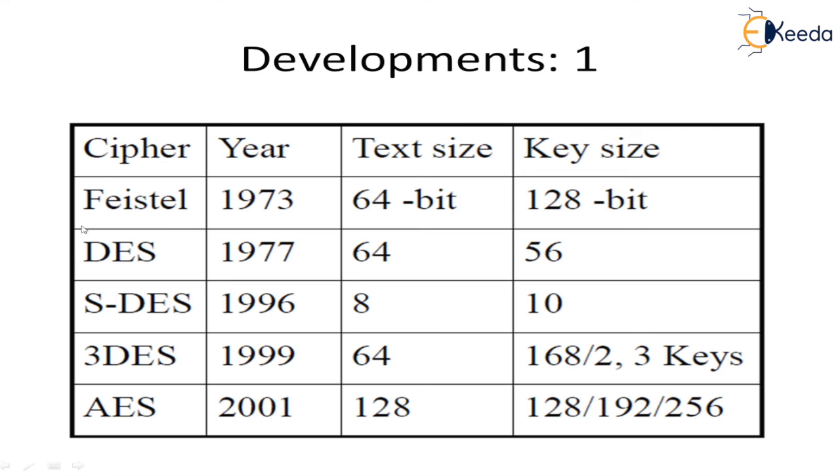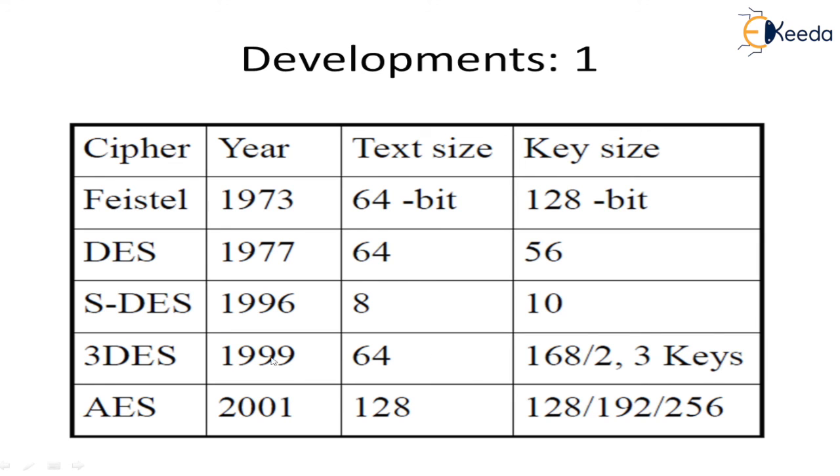First is the Lucifer algorithm, a Feistel structure invented in 1973, using a 64-bit text size and 128-bit key size. DES was invented in 1977, with a 64-bit text size and 56-bit key size. Then there is SDES, and the double DES algorithm, which was invented in 1996, with an 8-bit text size and 10-bit key size. Triple DES and AES are the advanced encryption standards preferred as replacements for DES, invented in 1999 and 2001 respectively.